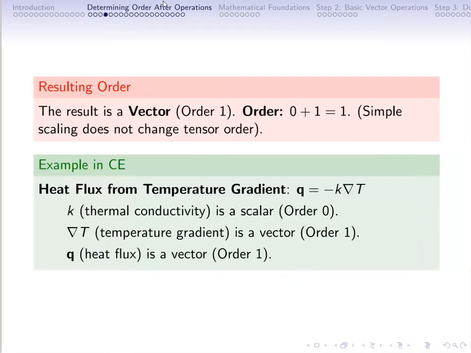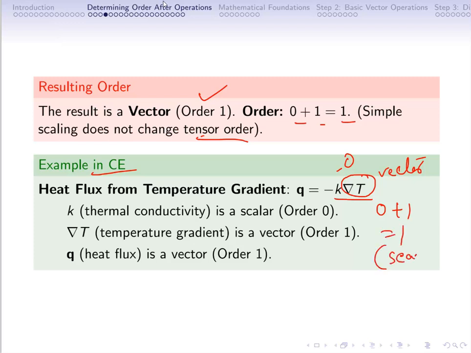The resulting order is 1, since 0 plus 1 is 1. Simply scaling doesn't change the tensor order. Like in a chemical engineering example, heat flux from temperature gradient: q is equal to minus k del T. Here k, the thermal conductivity, is a scalar, so that is 0, and del T, the temperature gradient, is a vector. So 0 plus 1 is 1, so q, the heat flux, is a vector of order 1.